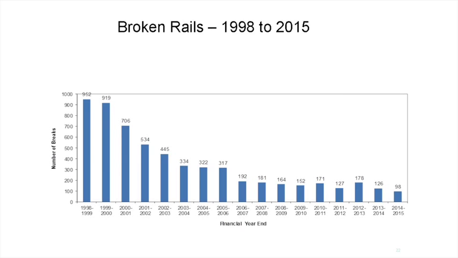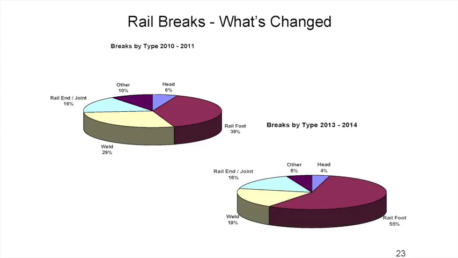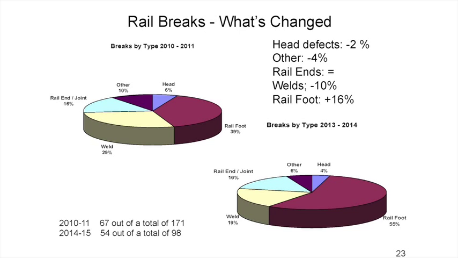If you look at what we've done, a lot of work to try and reduce broken rails. We've come down from just under 1,000 to under 100 last year. But if you look at some of the distribution, this was back 5 years ago, this is last year. You can see the big increase now in foot failures as a percentage. And whilst it looks quite dramatic, percentage-wise there's some big increases. The numbers are about the same.